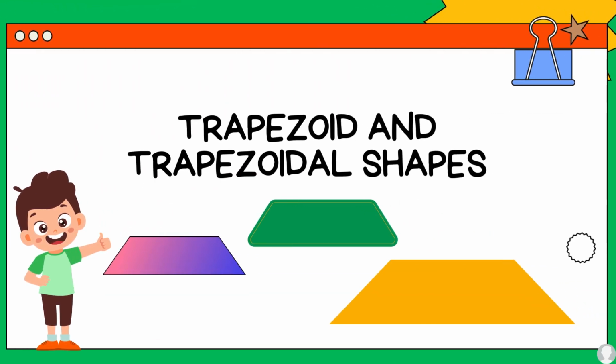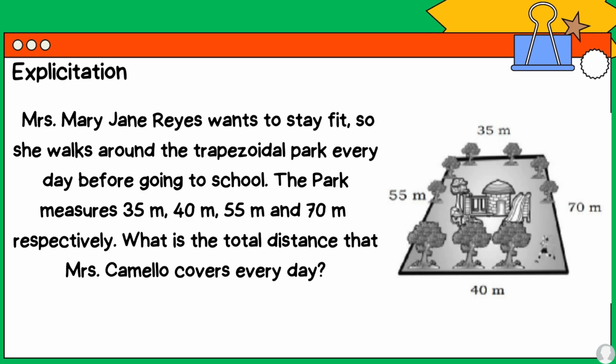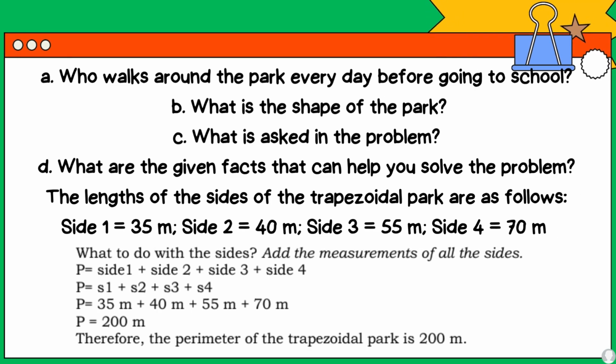This time, we will learn more about the trapezoid and its perimeter. So we have here a problem, and let me read it to you. Mrs. Mary Jane Reyes wants to stay fit, so she walks around the trapezoidal park every day before going to school. The park measures 35 meters, 40 meters, 55 meters, and 70 meters respectively. So what is the total distance that Mrs. Reyes covers every day?